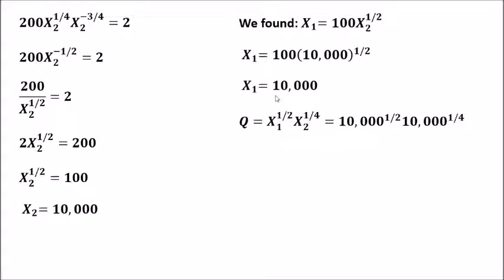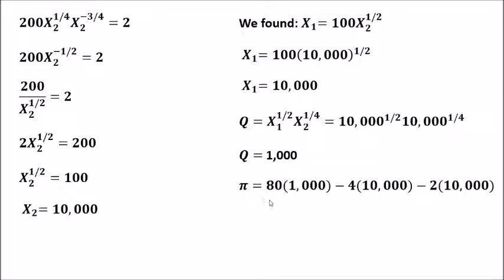The firm's output at this input mix: just plugging 10,000 in for input 1 and input 2, the firm will produce 1,000 units of output, and its profit will be total revenue, $80 times 1,000 units, minus the total cost, $4 times 10,000 units of input 1, and $2 times 10,000 units of input 2, which simplifies to a profit of $20,000.